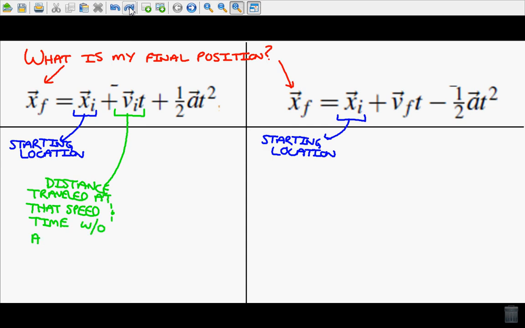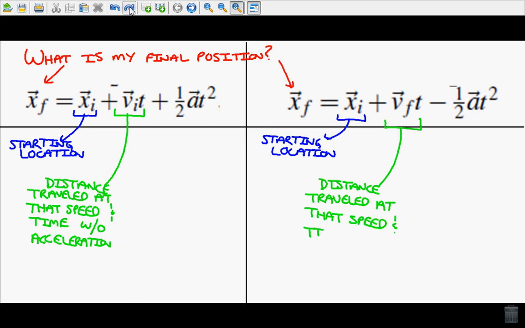And this has nothing to do with acceleration. So this is just looking at, what if you weren't accelerating at all? What if you were just moving along at that constant speed? Where would you end up? And that's the same for both of these. So distance traveled at that speed and time without acceleration. So the first part of the equation is talking about, where did I start? The second or middle piece of these two equations is basically saying, without acceleration, where would I end up? How far would I travel based on that speed and the time at which I traveled?